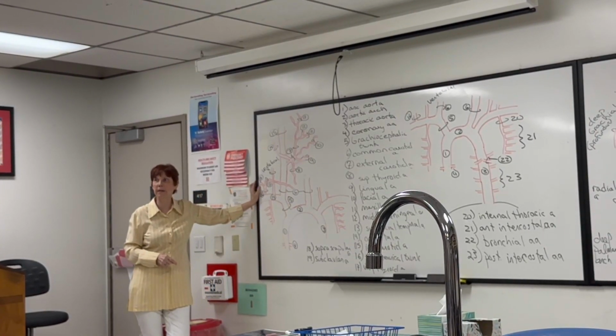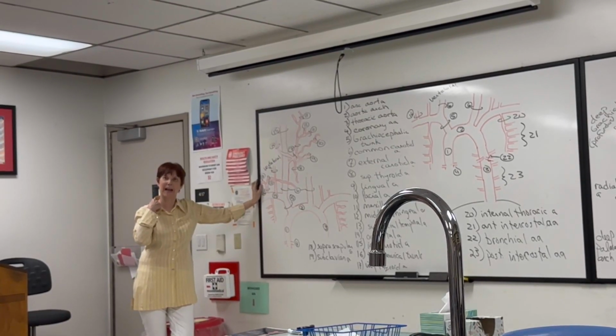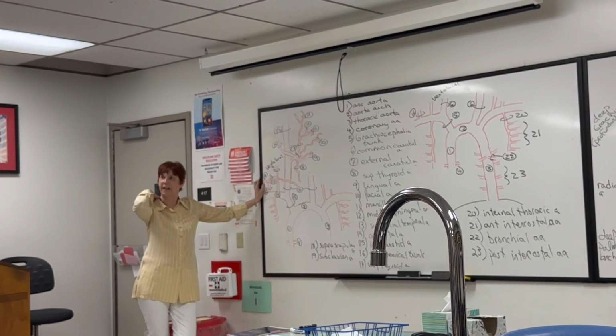Suprascapular: I don't know if you remember the suprascapular notch from the scapula, right there just above the spine. This artery goes over the shoulder to supply the muscles of your scapula on the back.